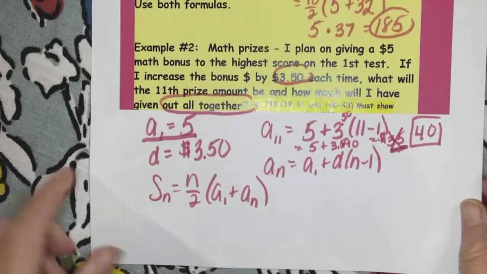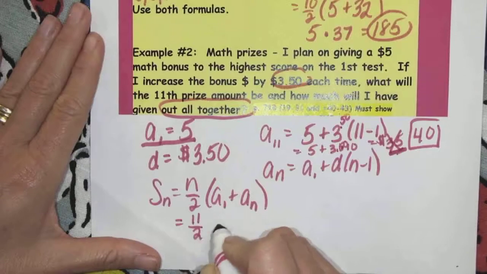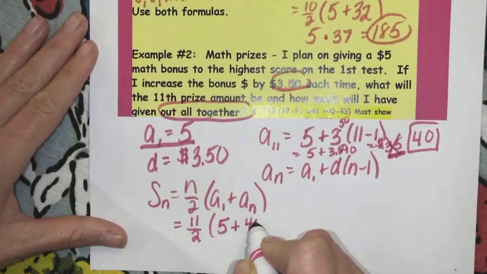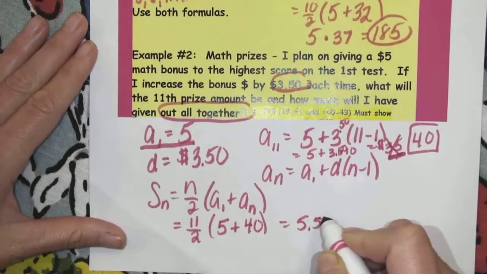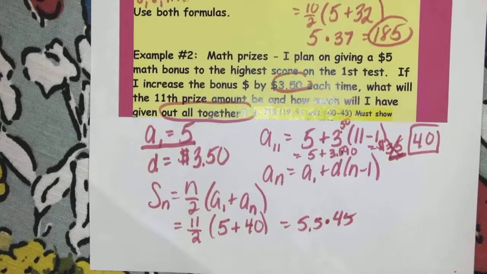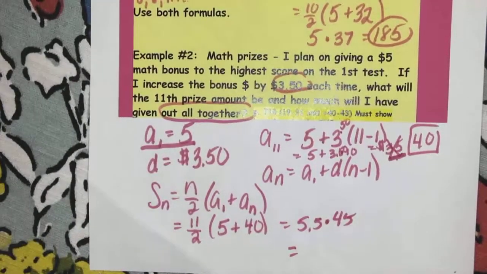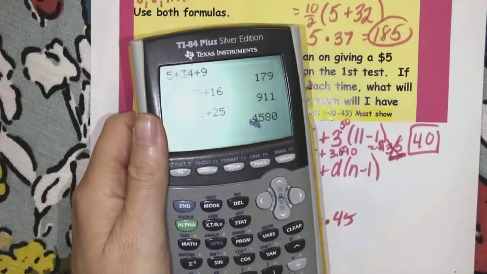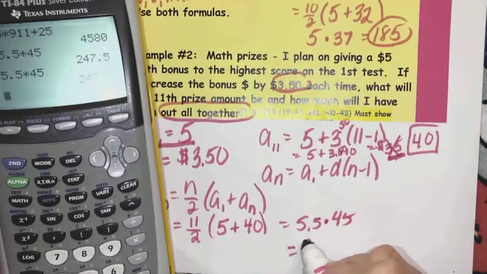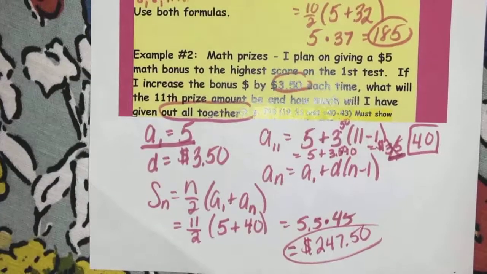So again, we'll go back here. Let's do our sum of the first 11 prizes. So I'll put 11 over 2. Our first prize was 5. Our last prize was 40. So I'll have 5.5 times my 45 for this one. Let's get our calculator out and check that out. I'm going to do 5.5 times 45 and find that I'm going to need $247.50 altogether. And that's the end.